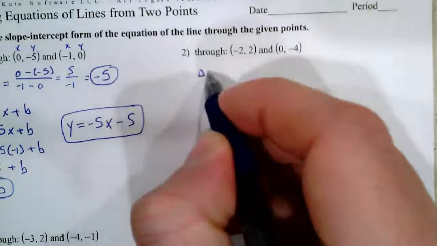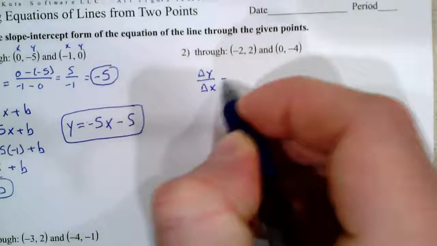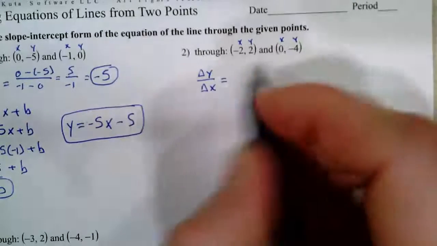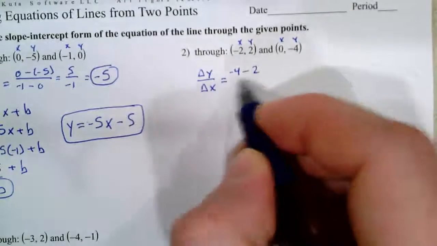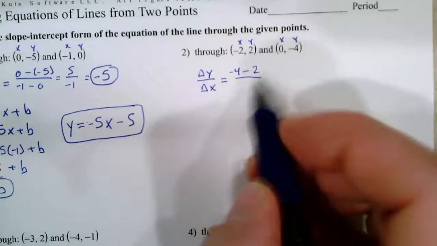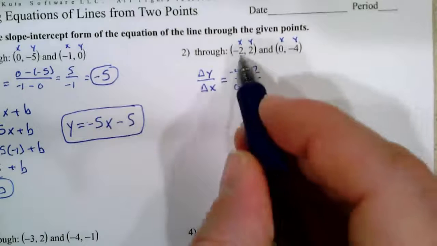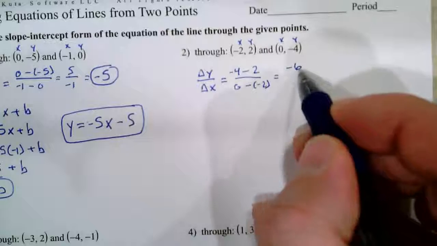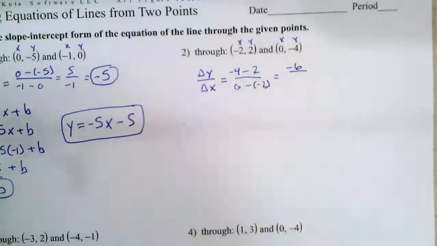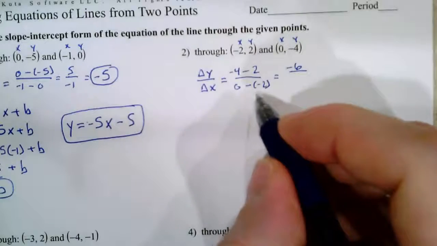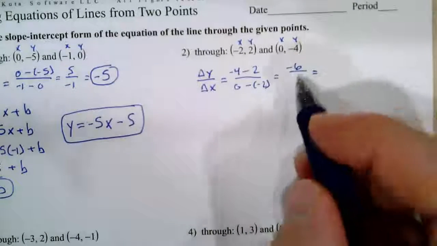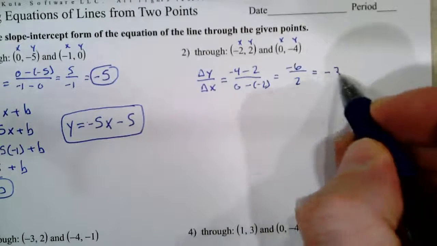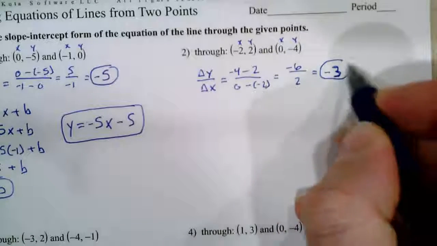Alright, next up, we have the points negative 2, 2, and 0, negative 4. So first thing we're going to do is find our slope, change in y over change in x. Our change in y is our ending y coordinate, negative 4, minus our beginning y coordinate, which is 2. Our change in x is our ending x coordinate, which is 0, minus our beginning x coordinate, which is negative 2. Negative 4 minus 2 is negative 6. And 0 minus negative 2 is the same as 0 plus positive 2. That's a 2. And this can simplify. 6 divided by 2 is 3, with the negative. And so our slope is negative 3.